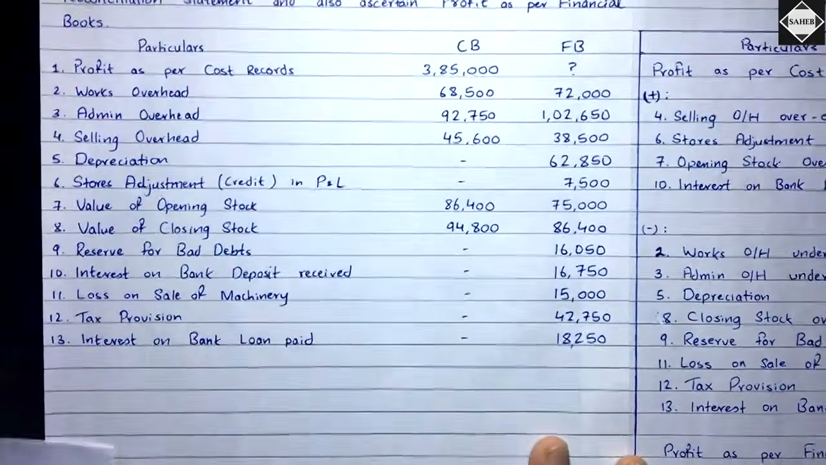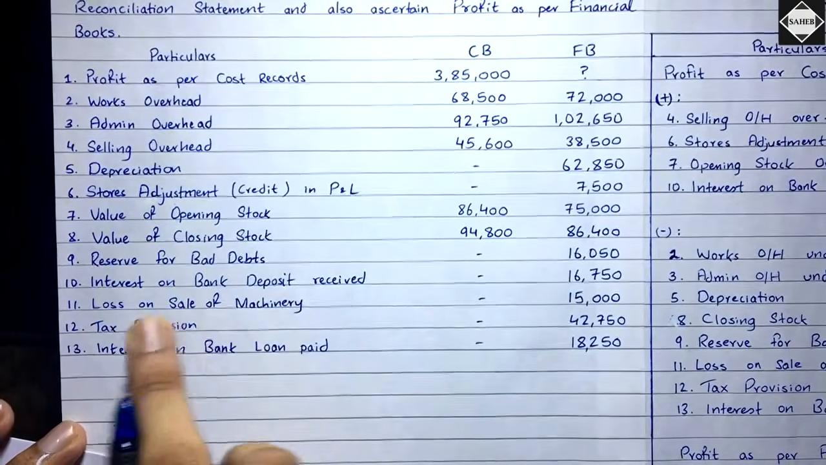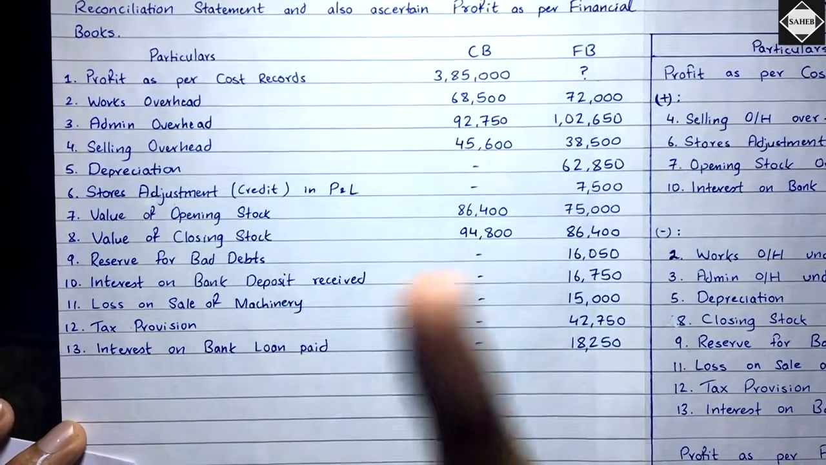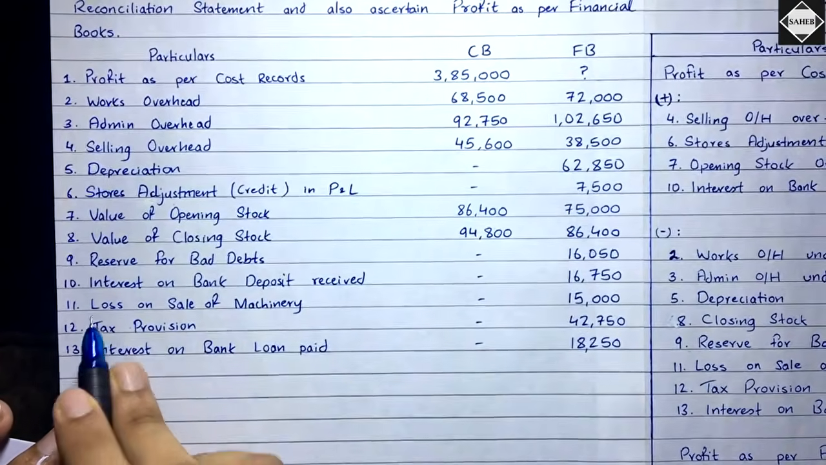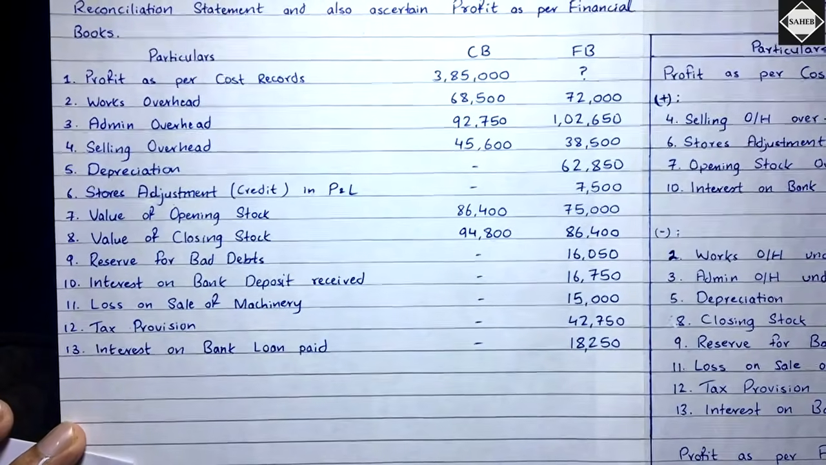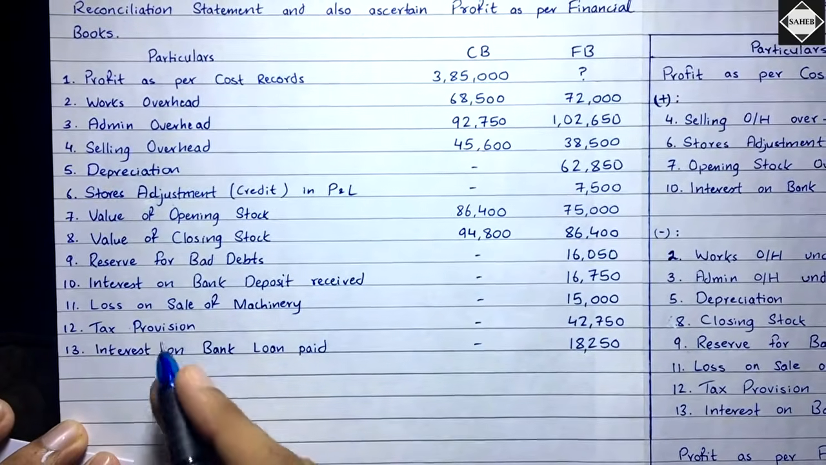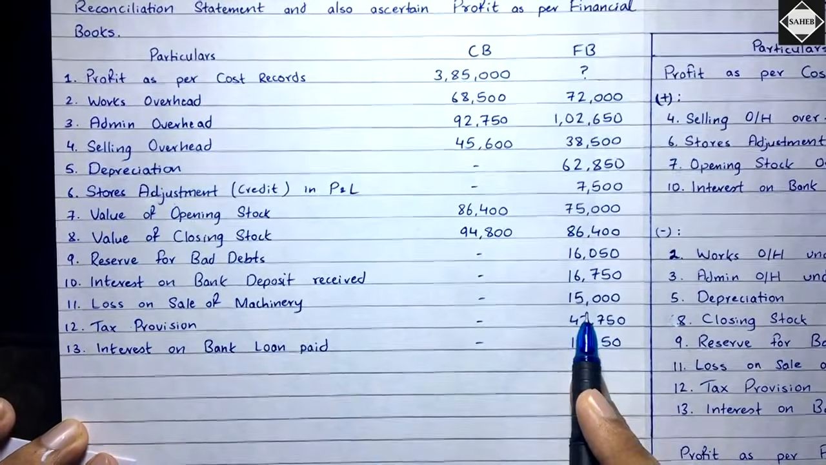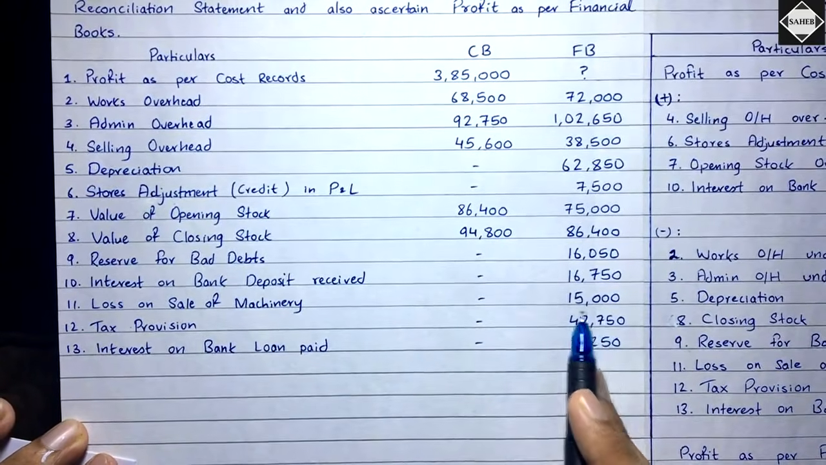Then you have loss on sale of machinery. Now, loss on sale of machinery, is it an expense or income? It is an expense, isn't it? Loss means it's an invisible expense. So you have to think of it as an expense, and it has been recorded only in the financial books, 15,000.